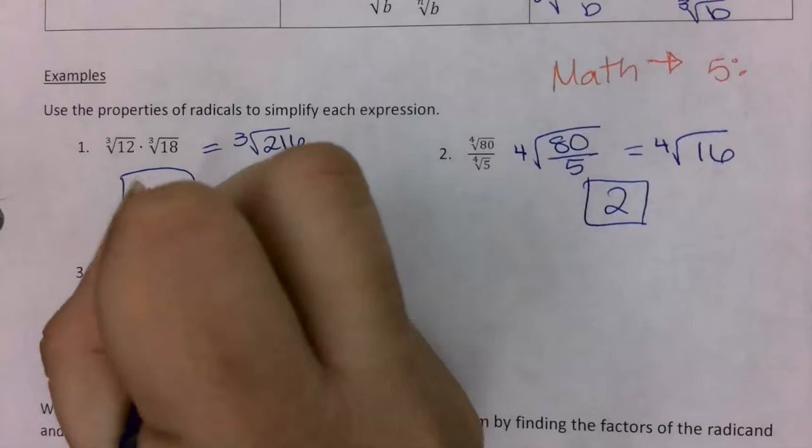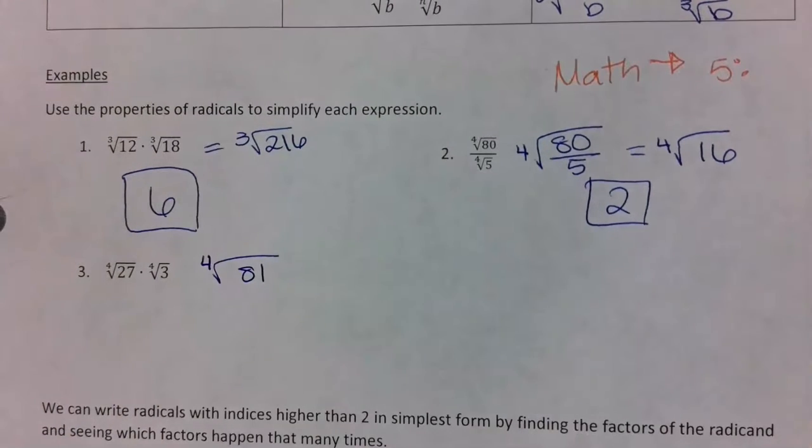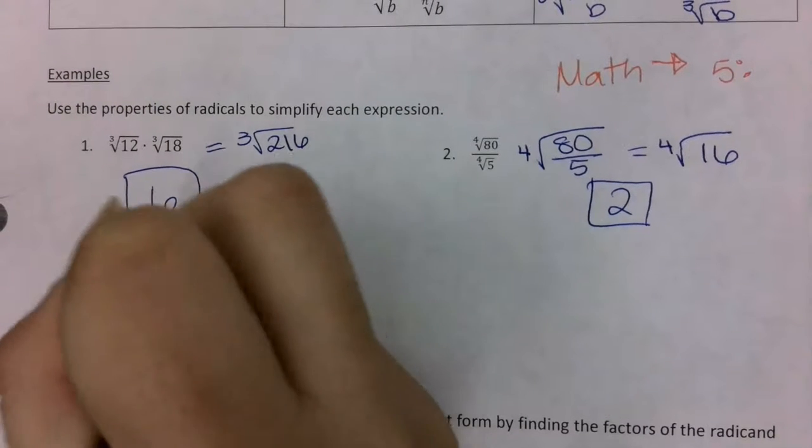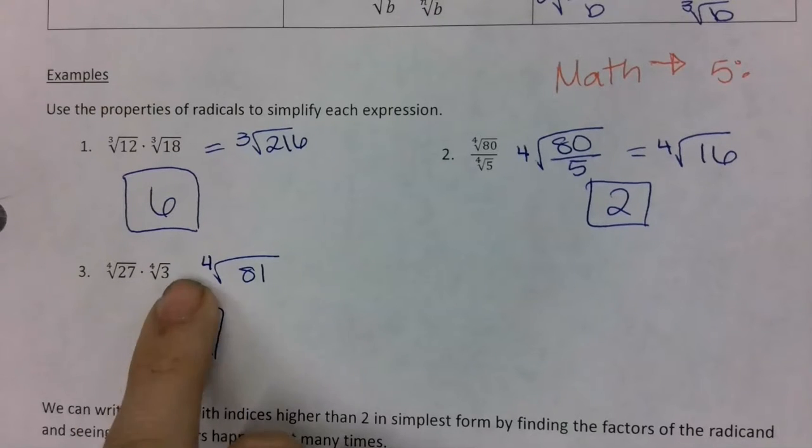So, number 3, what's 27 times 3? 81. And the answer is what? How does that work? You guys divide them? Look, these ones I multiplied 27 times 3.